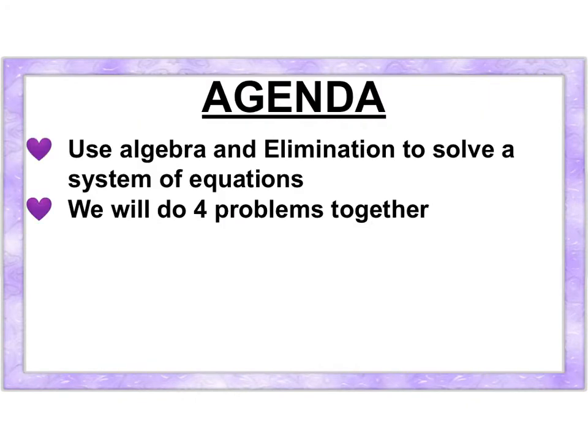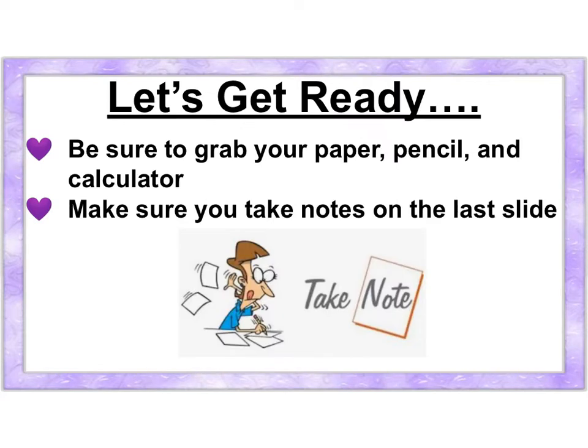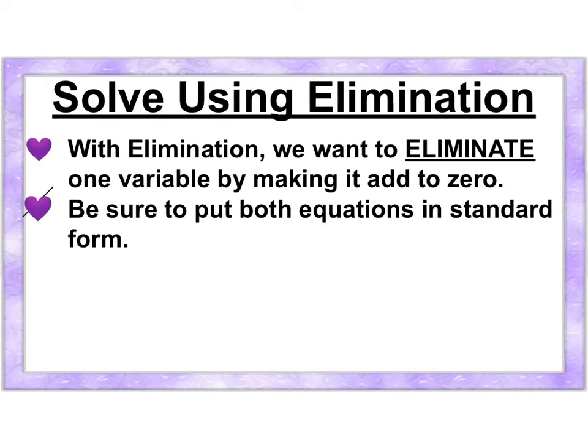In our agenda, we're going to use algebra and elimination to solve a system of equations. We'll do 4 problems together. Let's get ready. Be sure to grab your paper, pencil, and calculator, and make sure you take notes on the last slide. With solving with elimination, we want to eliminate one of the variables by making it add to 0. We want to be sure to put both equations in standard form. Remember, that looks like ax plus by equals c.